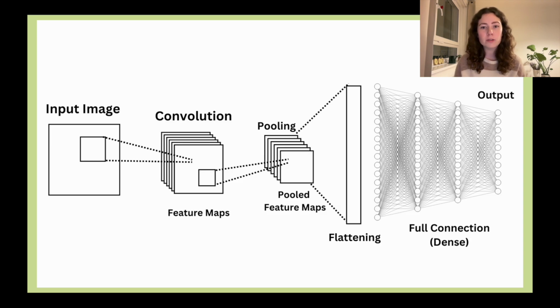CNNs slide kernels over input images to extract features by performing element-wise multiplication between the kernel weights and the pixel values. This generates feature maps, which are typically fed through an activation function to introduce nonlinearity, and then a max pooling layer to reduce the dimensionality of the feature maps. These pooled maps are then flattened and fed through several fully connected layers to a final output layer. Using a specified loss function, the network then backpropagates to improve the predictions over training.